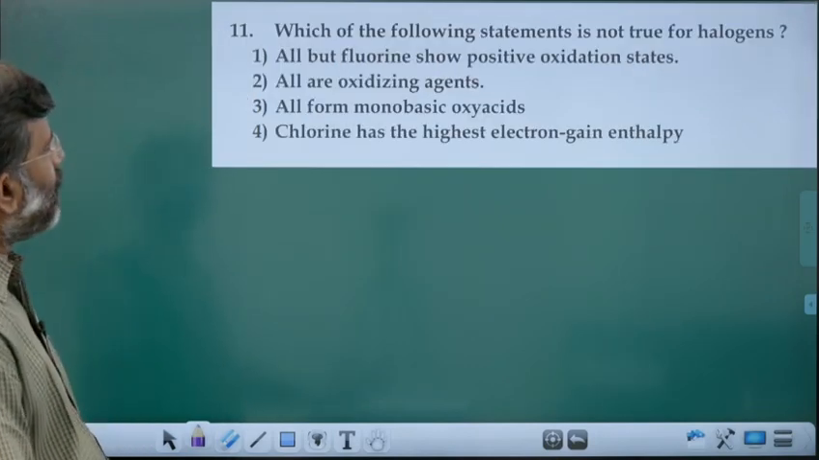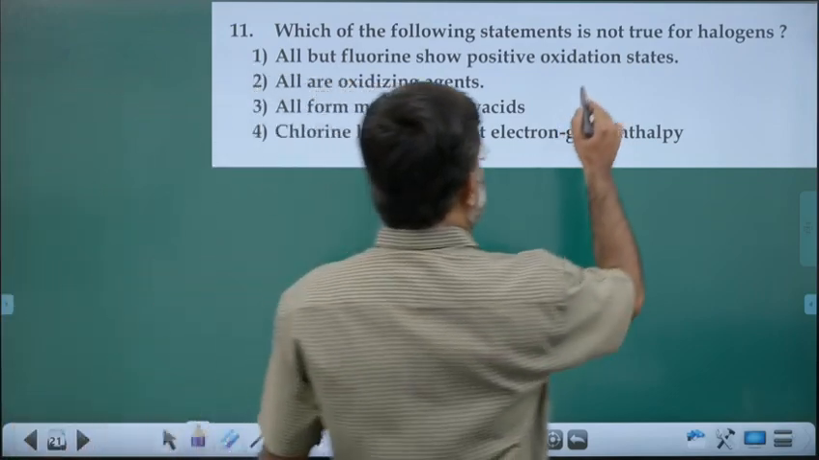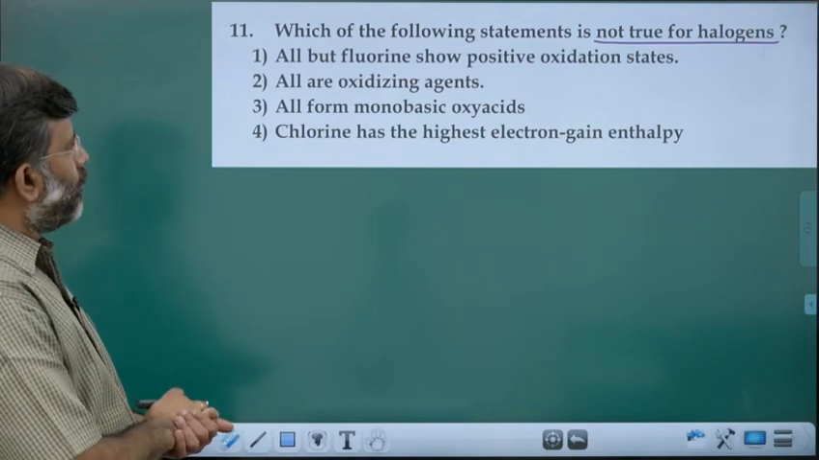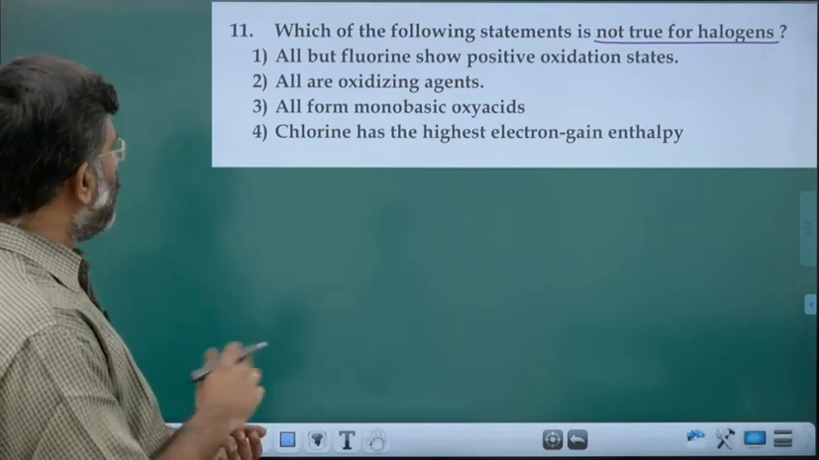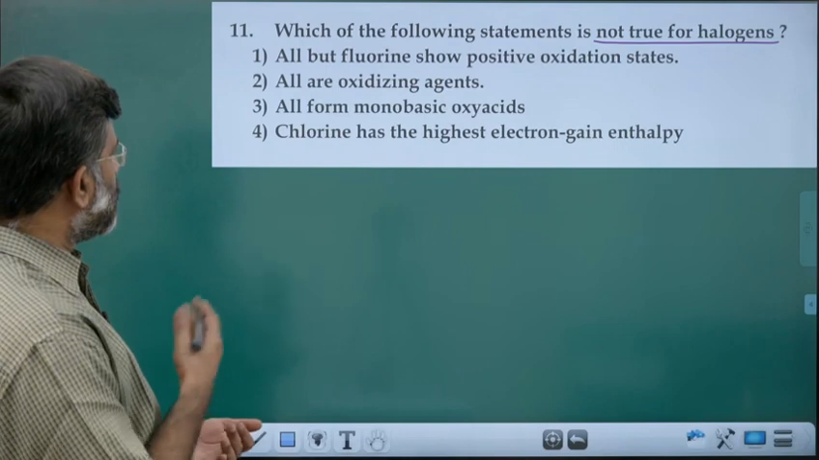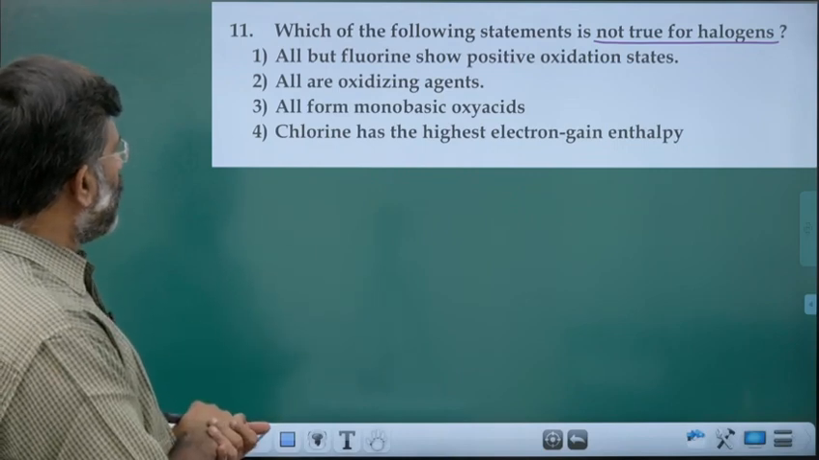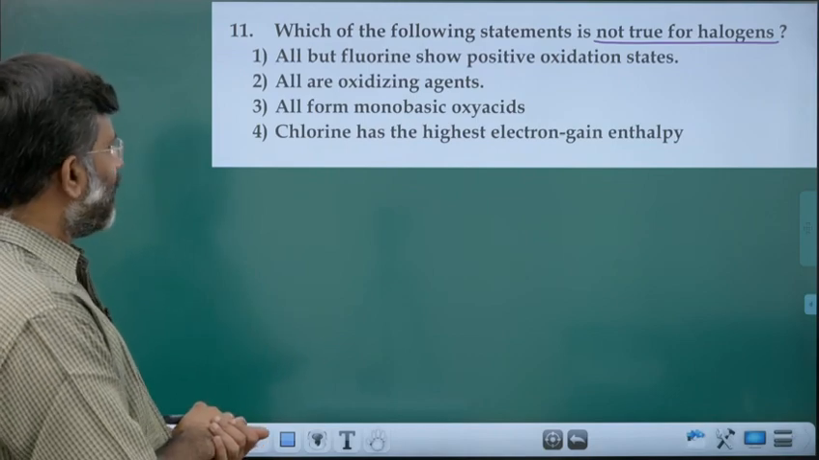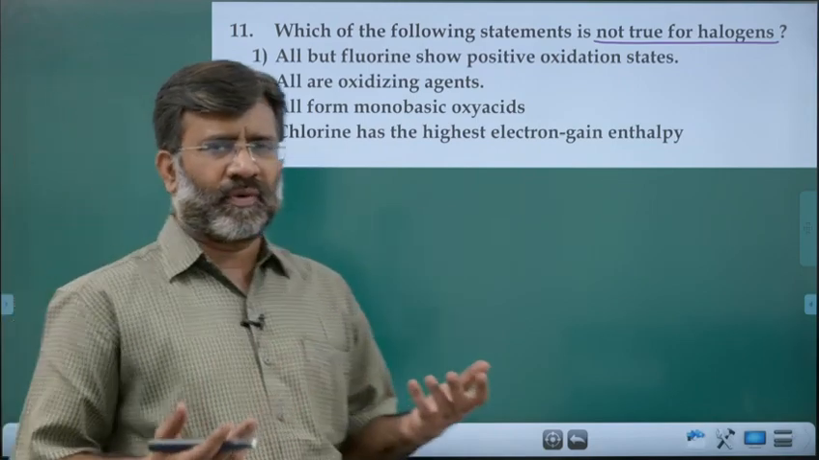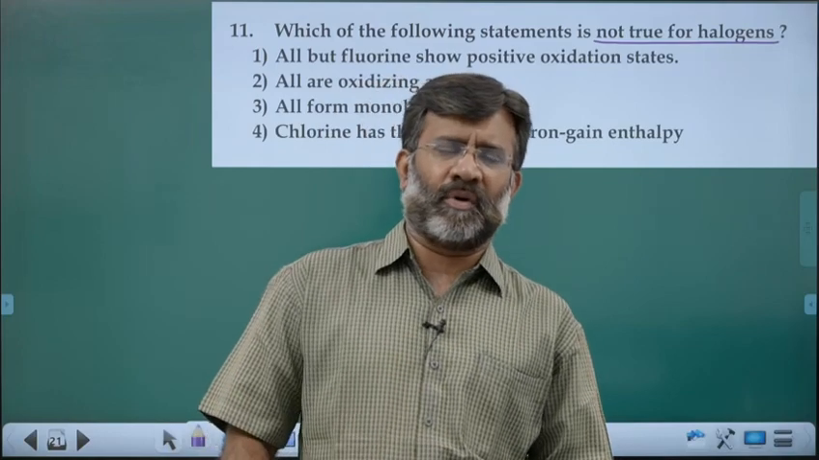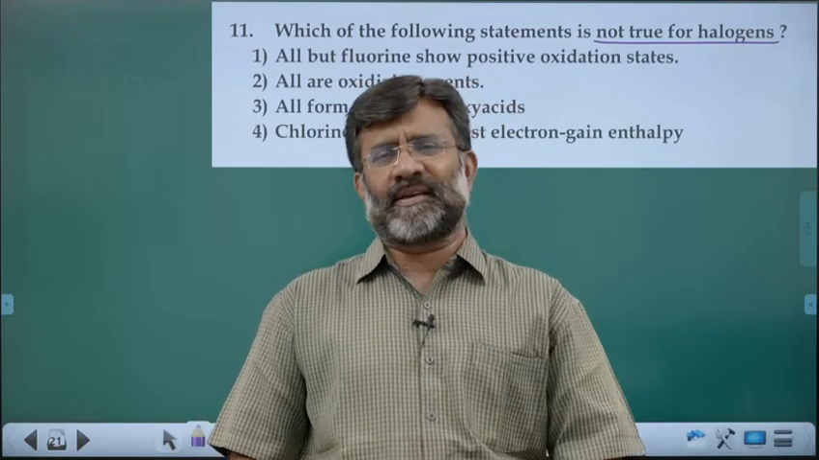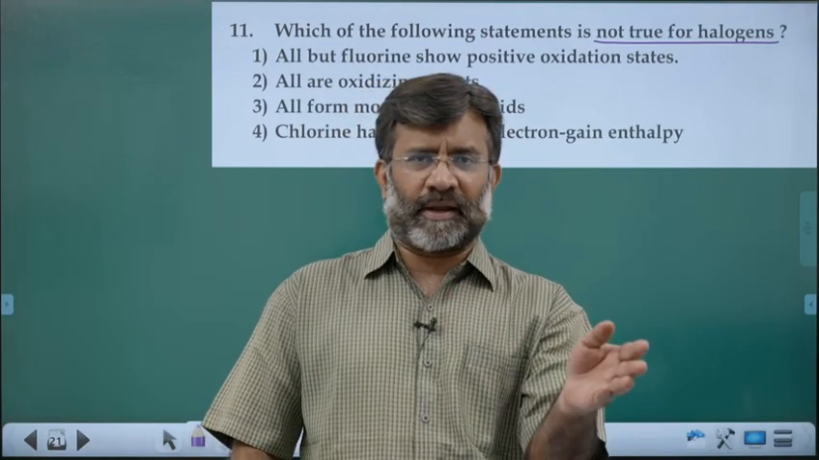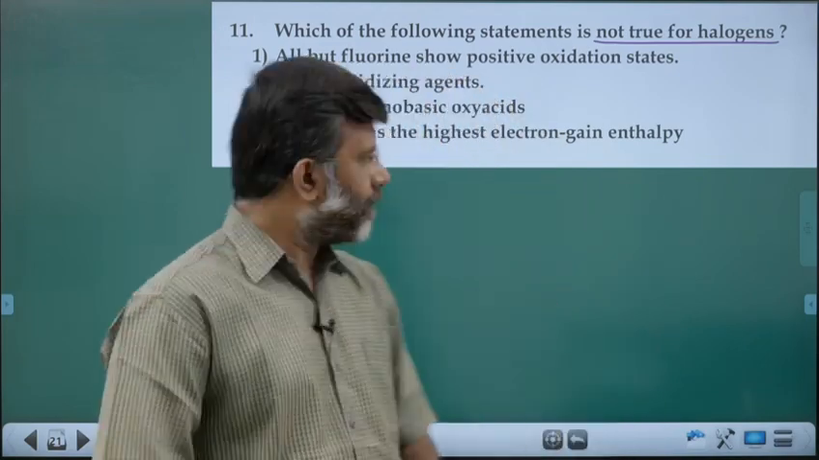Next. Not true for halogens. All but fluorine show positive oxidation state. True. All are oxidizing agents. True. All form monobasic acids, oxyacids. Somewhat true, except in the case of fluorine. Fluorine does not form oxoacids. For the namesake, it forms one oxoacid, HOF. That too can be isolated under specific conditions.